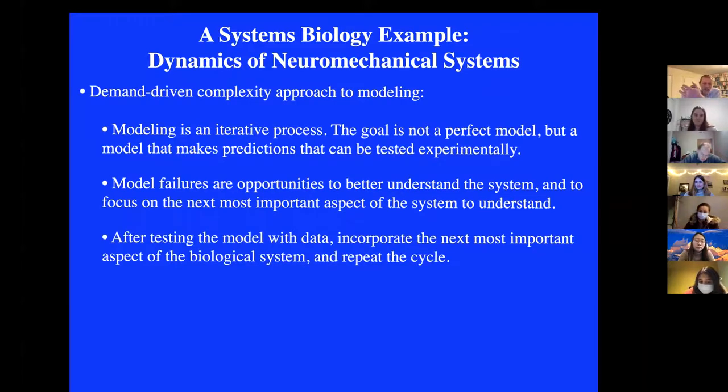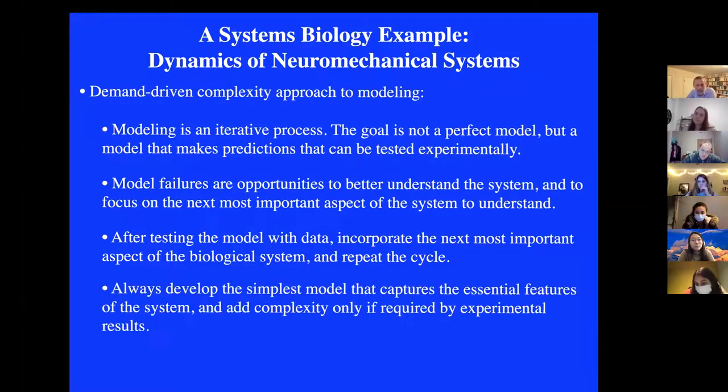So you test the model with data, you incorporate the next most important aspect of the biological system, and you repeat. And that's the key idea. A lot of people don't get that when they think of modeling. They think, I'm going to get all this data, it's too early to start modeling, and once I have all the data, I'll throw it into this comprehensive model and I'll predict exactly what I need to know. And that almost never works. So the general rule is you want to always develop the simplest model that captures the essential features of the system and add complexity only if required by experimental results.